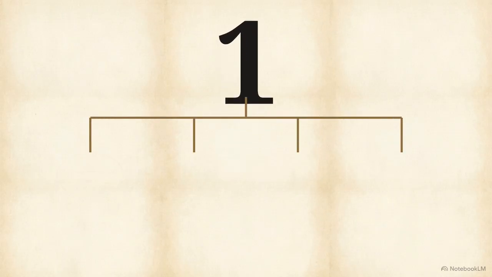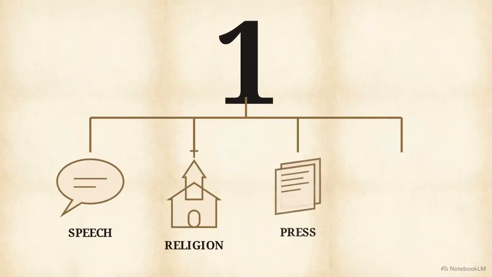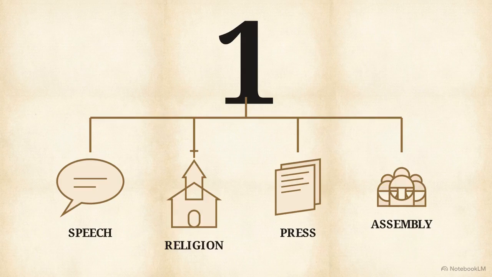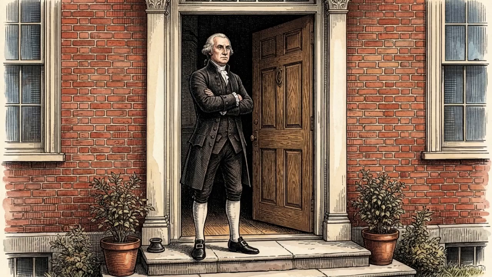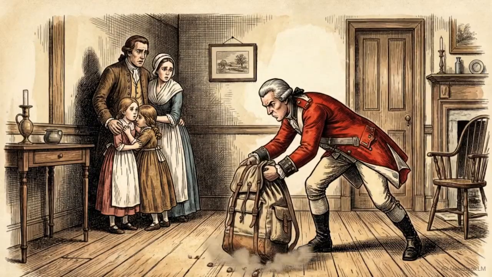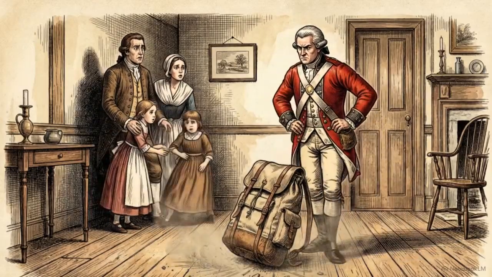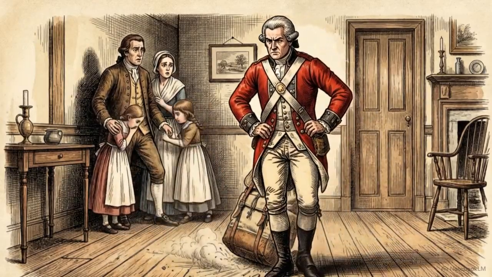The First Amendment acts as the protector of the mind and voice. It covers 4 essential pillars: speech, religion, the press, and the right to peaceably assemble. The Second Amendment protects the body, securing the right to bear arms for personal defense. The Third Amendment safeguards the physical home. It was a direct response to the 1774 British Quartering Act, which had allowed soldiers to be stationed inside colonist houses against their will.